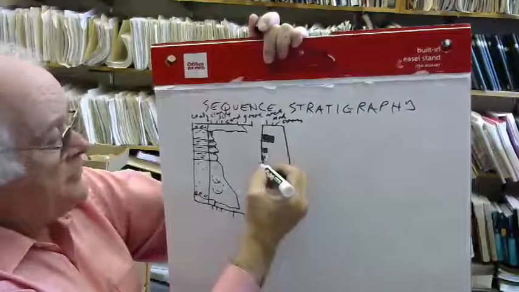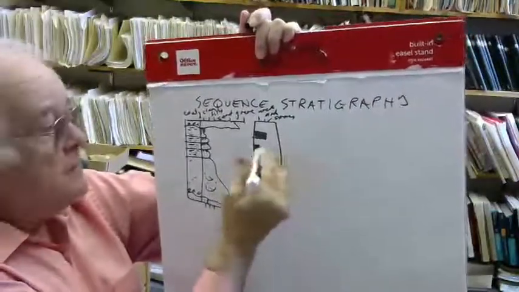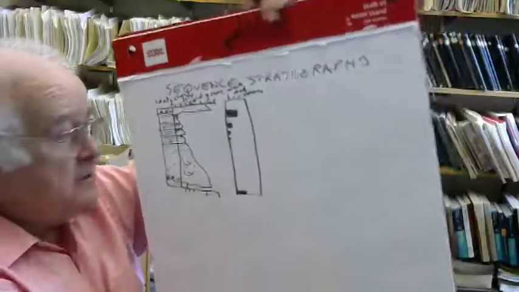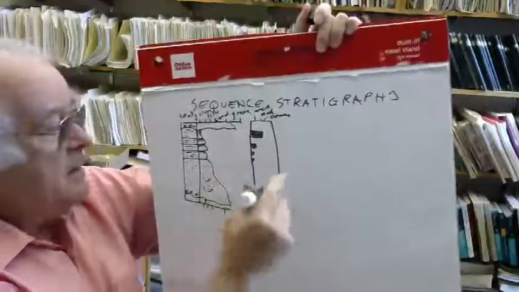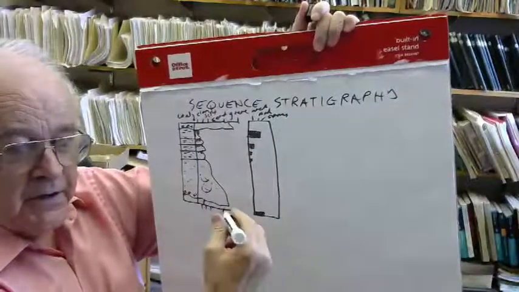If these soils represent 100 to 1,000 years apiece, if we assign them ages, and this represents 5,000 or 6,000 years, we can get a rate of sedimentation.